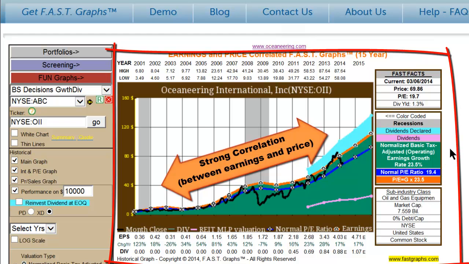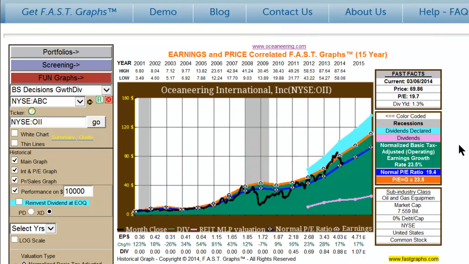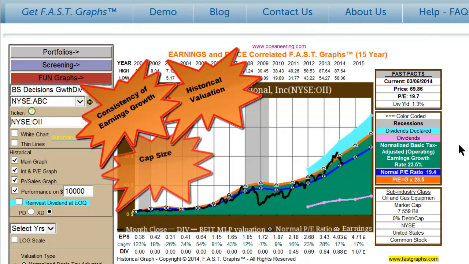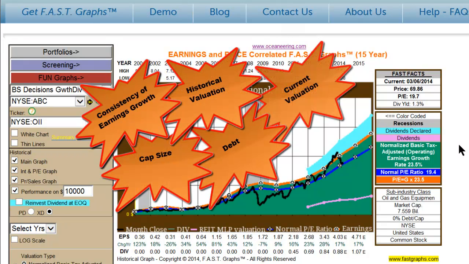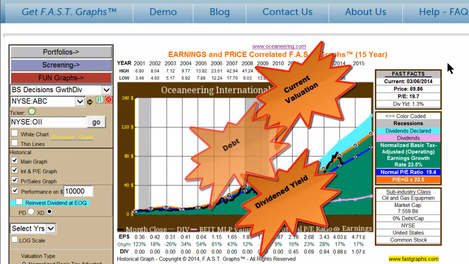However, it's important to understand that they are only tools to think with and should only represent the starting point to more extensive fundamental research. On the other hand, in an instant, these powerful tools can tell the user more about the success of the business behind the companies they are analyzing than any other research tool available.